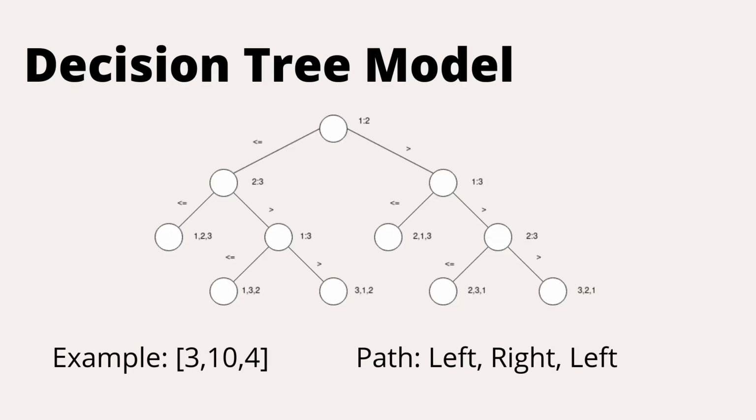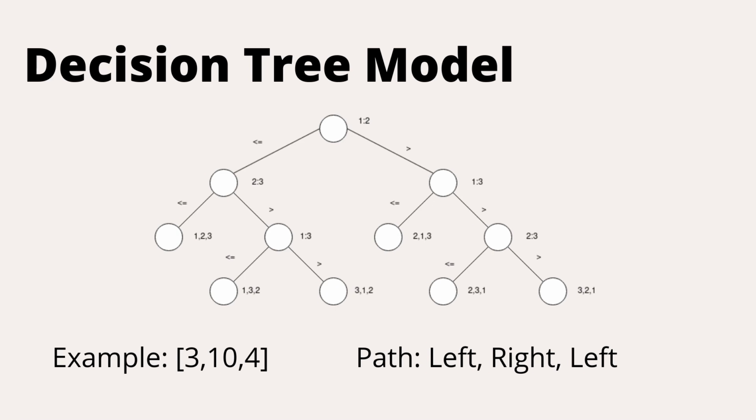Okay, so here's a small example of the decision tree model. You give me the array 3, 10, and 4. And we'll look at first index 1 against index 2. So this is a 1 indexed array. We don't have index 0. So we compare 3 to 10. We go to the left because 3 is less than or equal to 10. We compare index 2 to index 3, and we go to the right because 10 is greater than 4.